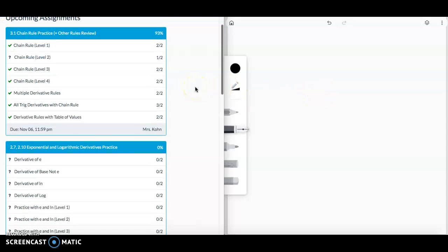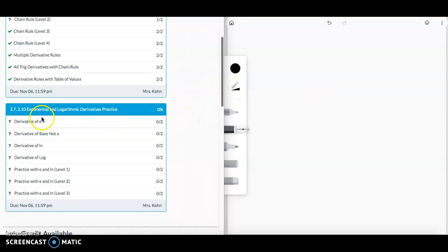Alright, in this video we're going to go through the 2.7, 2.10 derivatives DeltaMath assignment for exponential and logarithmic derivatives. So I'm just going to go through and do some examples of each one.